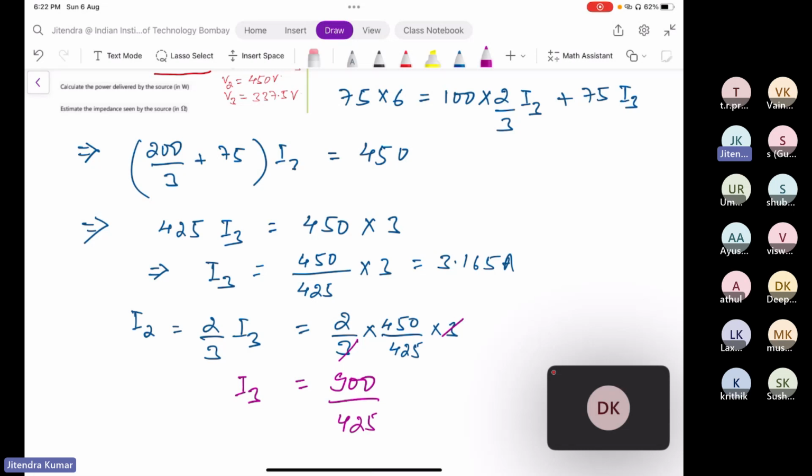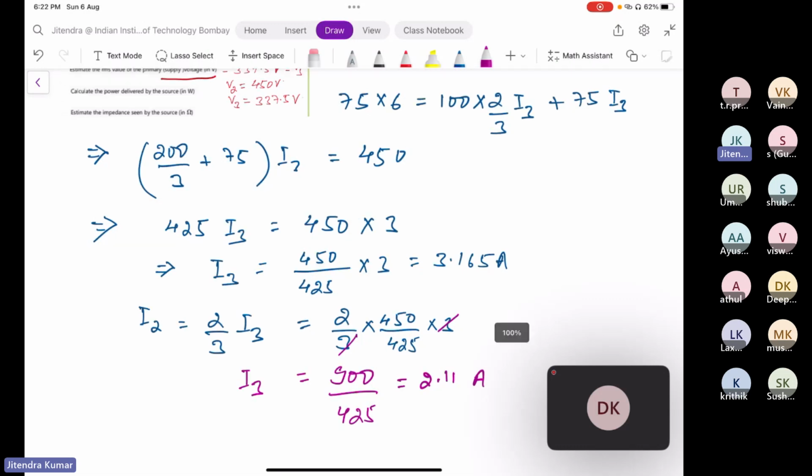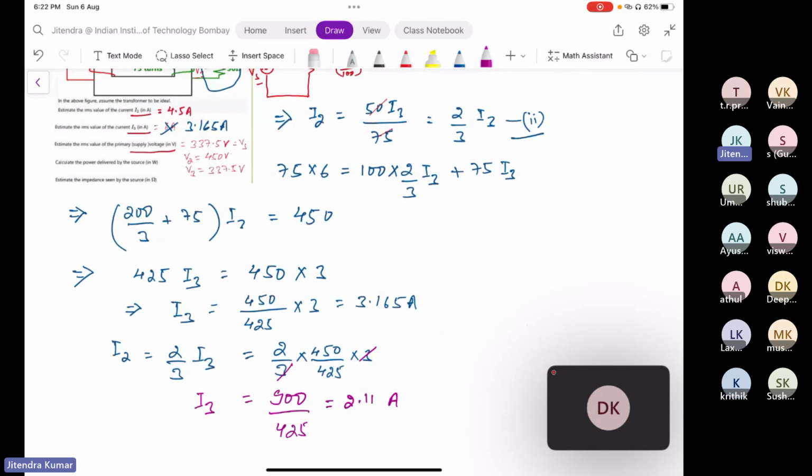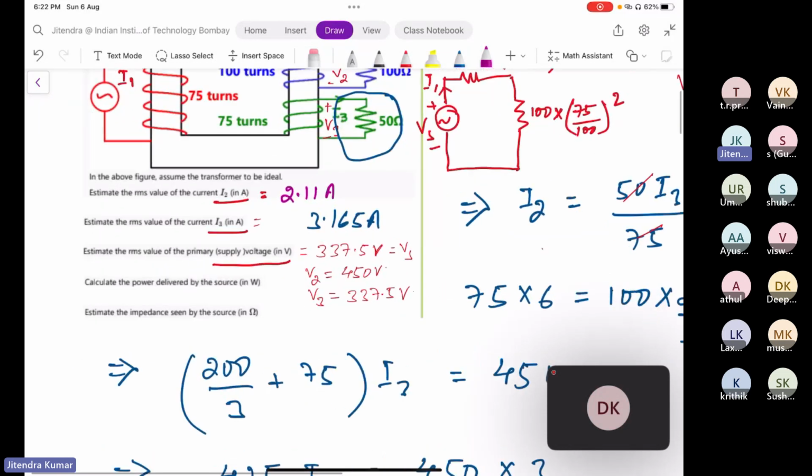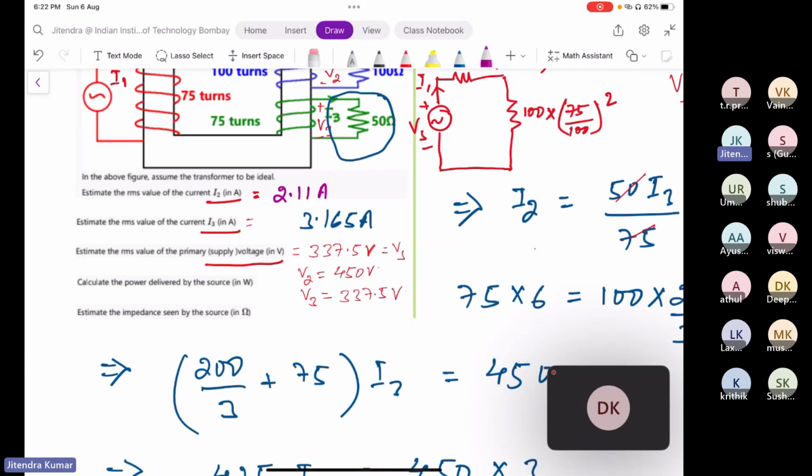So it will be slightly higher than 2. Please, anyone calculate it for me. 2 point how much? 2.11. Thanks. So it is 2.11 ampere. So let me rectify it as well. 2.11 ampere. So we are done with the first two parts of the problem.